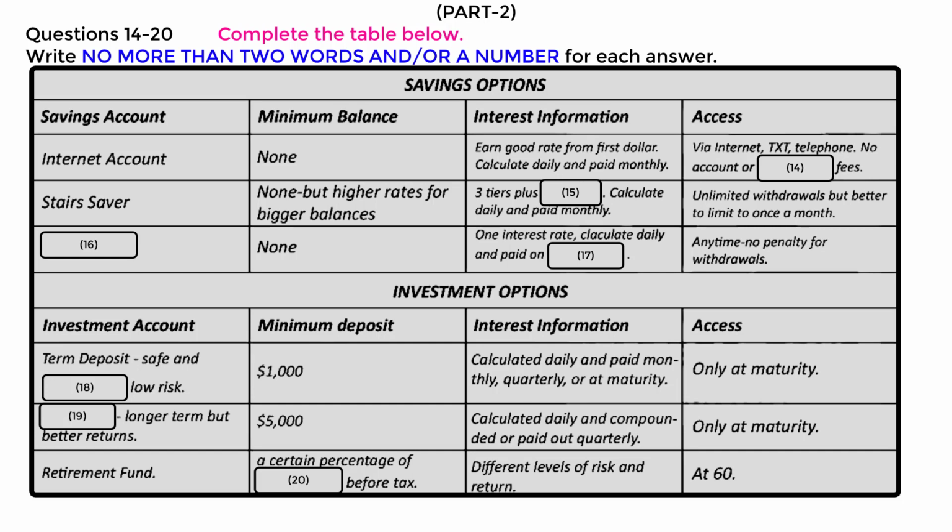Looking really long-term, there is our retirement fund, which is, of course, a savings plan for retirement. There is no minimum deposit, but the good news is that you can choose to contribute a certain percentage of your income before tax is paid on it.